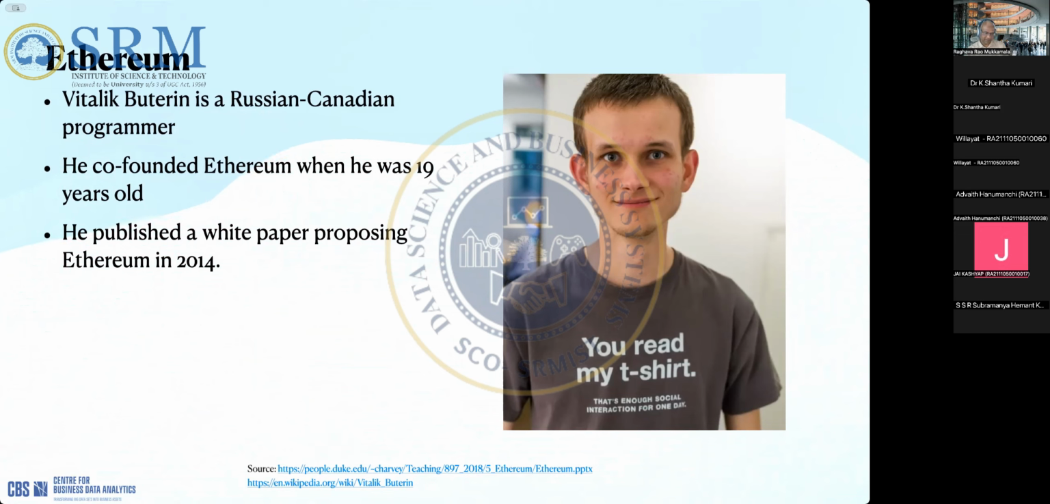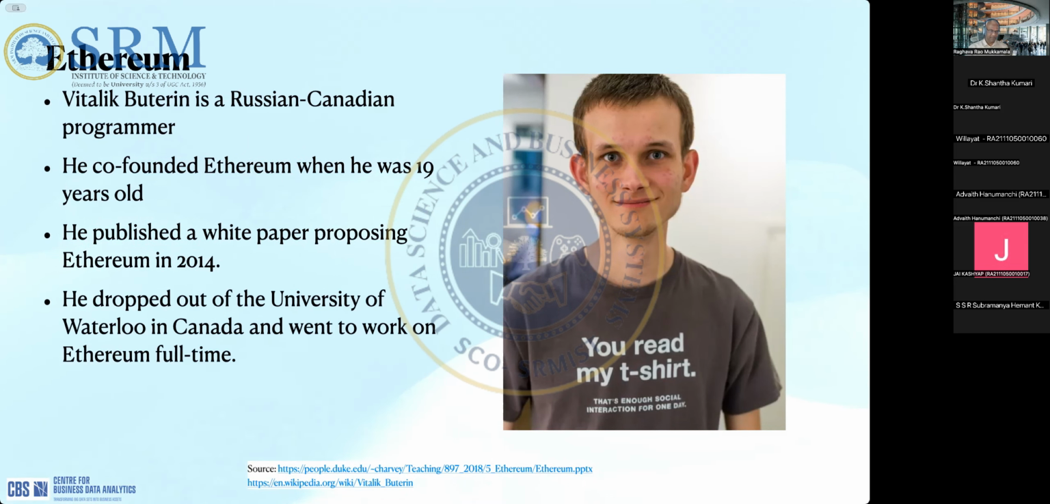Of course, he was a big fan of Bitcoin, and he had been working with cryptocurrencies since the age of 17. He was also quite active in the Bitcoin forums, especially. And then he proposed the white paper describing the architecture of Ethereum. And then he got funding. I think some venture capital fund funded him, and then he dropped out of the University of Waterloo in Canada and worked full time on the Ethereum application.